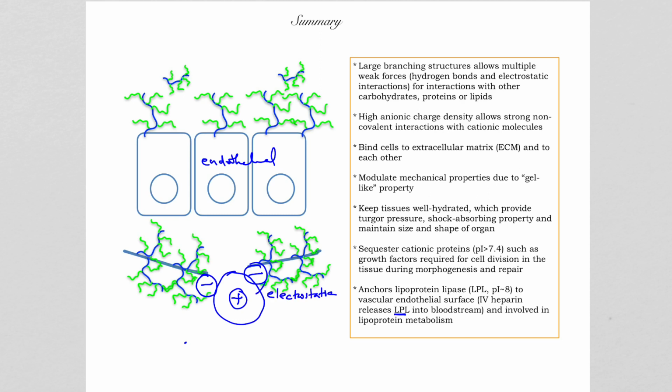Okay, so information in the form of these forces that we talked about earlier: electrostatic, hydrogen bonds, hydrophobic forces. And then when you inject heparin, which is negatively charged, the heparin will basically stop this attraction between these two, and the lipoprotein lipase will now get attracted to heparin and come out into the bloodstream. Okay, so this is a well-known phenomenon that heparin administration releases lipoprotein lipase into the bloodstream. So once again, a good example of molecular recognition.